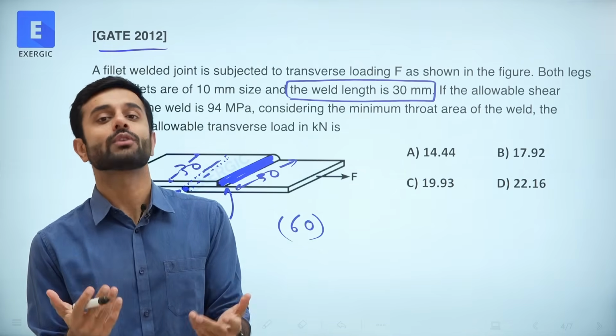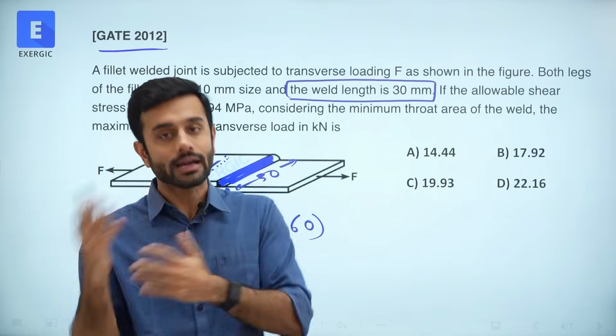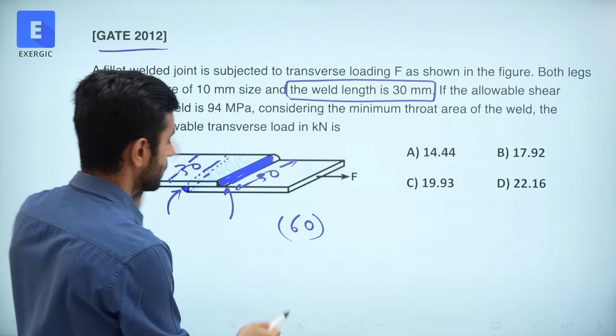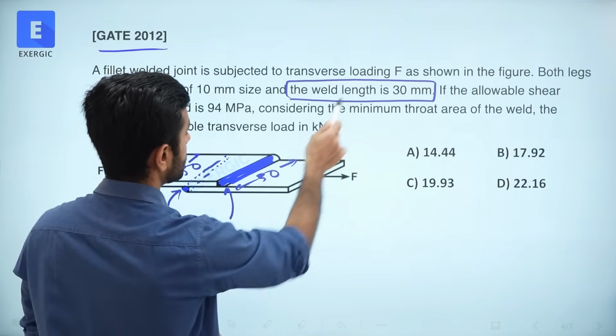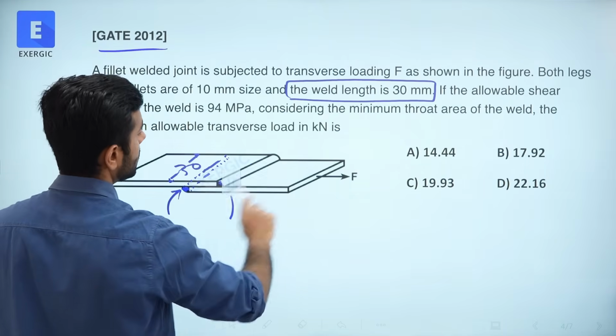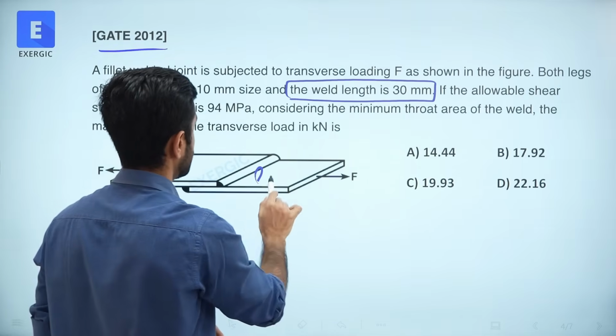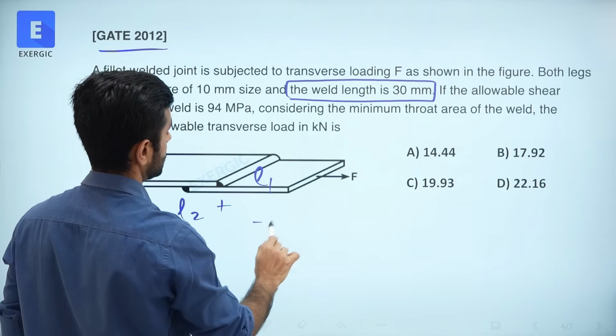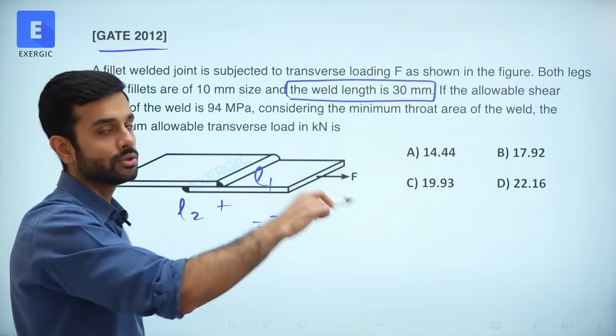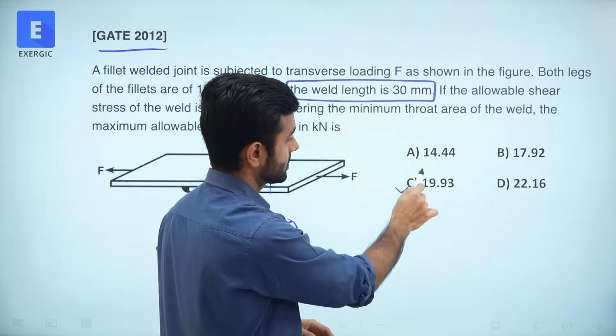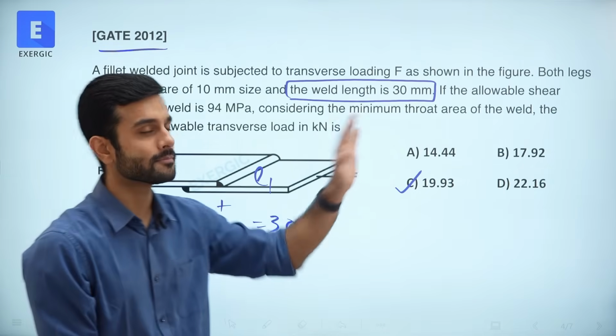So automatically what you will do, you will take the other approach. You will think, chalo, maybe instead of 30 being the length of one weld, maybe this is the total value. Means this L1 plus L2, they are 30. And once you do that, you get the answer. I think this comes out to be the answer. You can check.